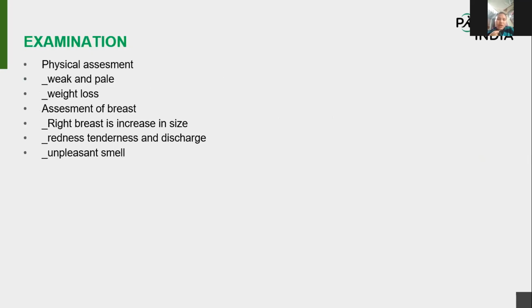Physical examination was done for her, and under physical examination, she is weak and pale, and she has weight loss, and assessment of breast is done again. Her right breast is increased in size, and redness, tenderness, and discharge is there, and unpleasant smell is also there.